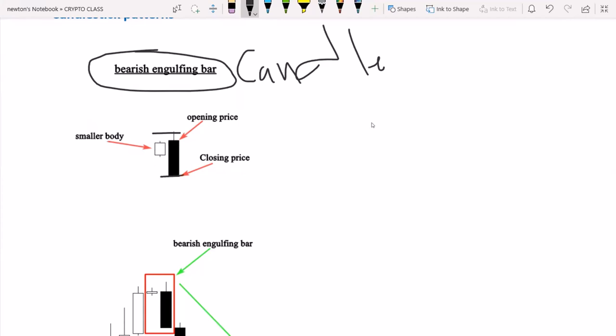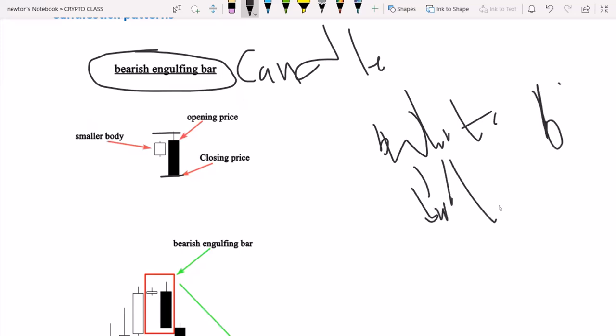And remember that in this case, we are using white as a bullish color, and then bearish color.